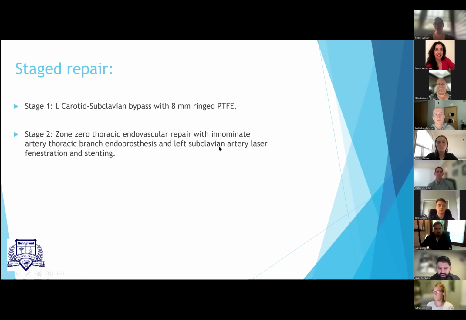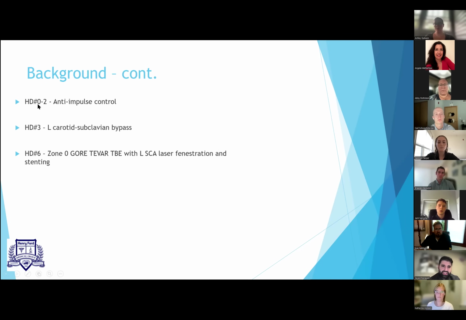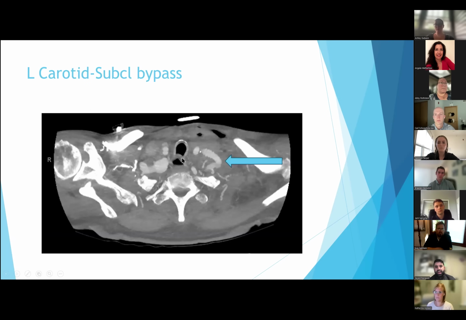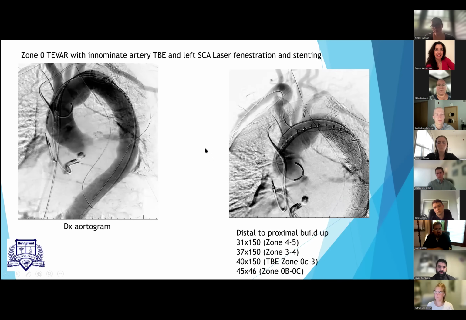We staged his repair. We initially managed him with blood pressure medicines, and you can see here during the first 2 days. Then we first performed the left carotid-subclavian bypass using a prosthetic graft. You can see here, after his carotid-subclavian bypass, a CT scan which we did for preoperative planning for the next stage of his repair. This was the second stage of his repair.